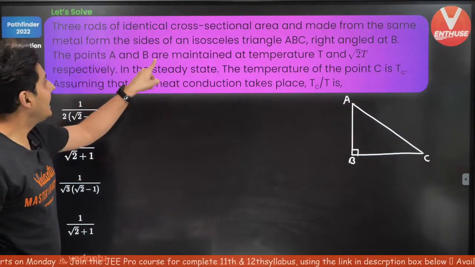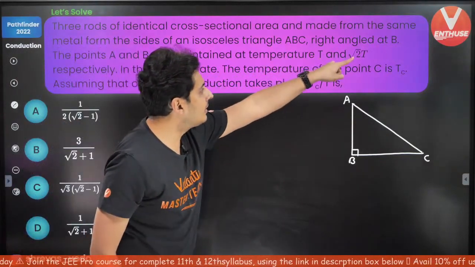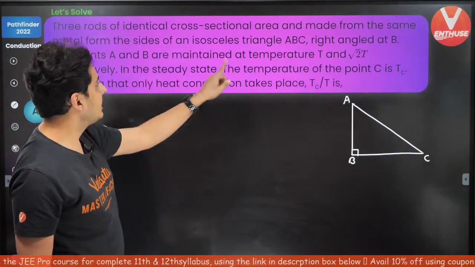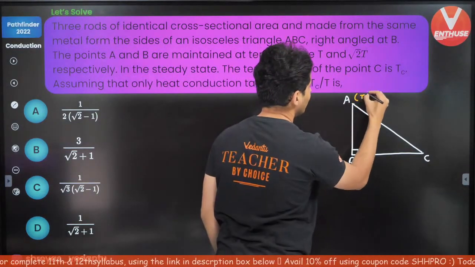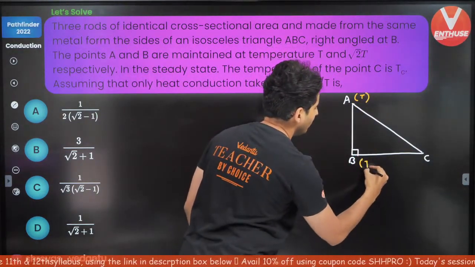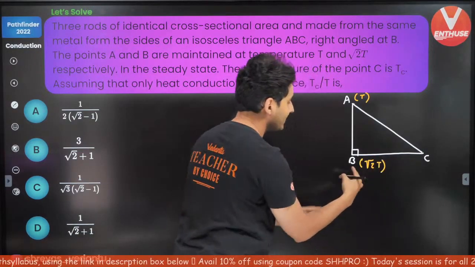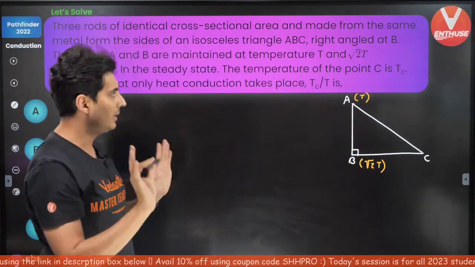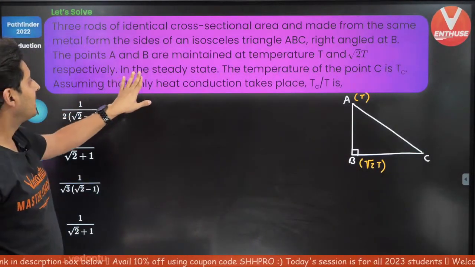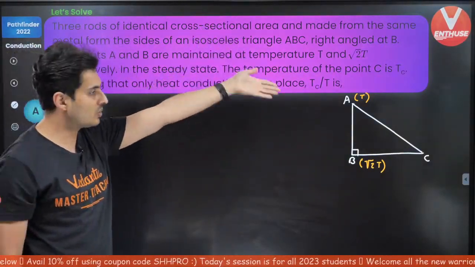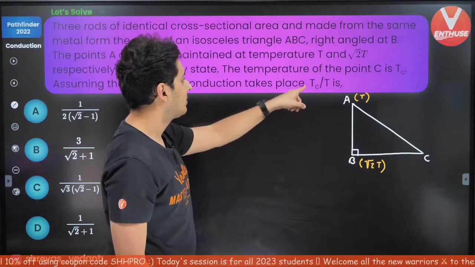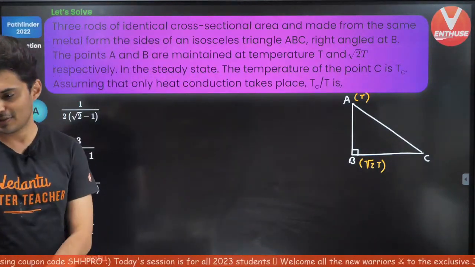The points A and B are at temperature T and root 2T. A is at T, B is at root 2T. A has a temperature of T, B has a temperature of root 2T. Oh, this is hot, this is cold. Got it. Respectively. In steady state, the temperature of point C is how much? Because TC by T ratio is asked.